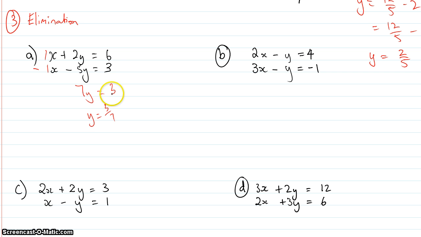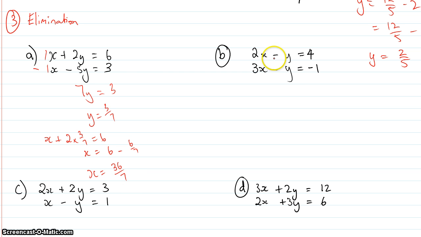And now I go back to substituting this into one of the equations. I'm going to sub it into the first equation, so it's x plus 2 times 3 over 7 equals 6. So x equals 6 minus 6 over 7, and if you do your fraction work on this, x ends up being 36 over 7. Okay, so there are my two answers to that one.